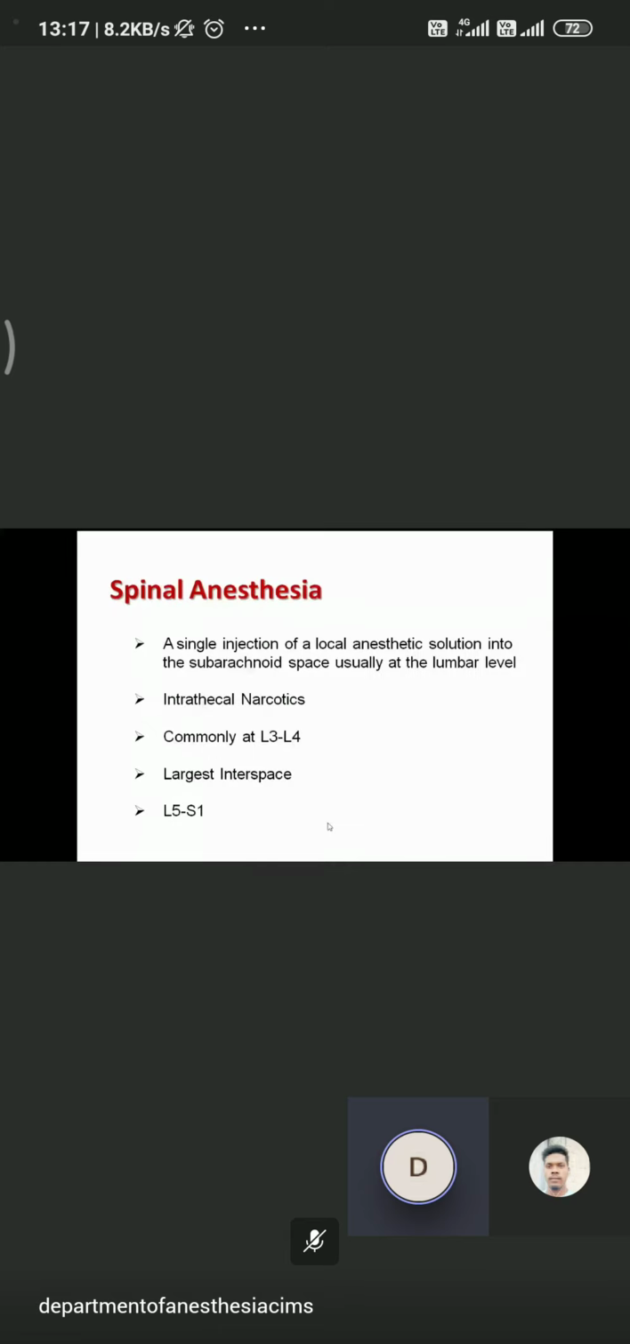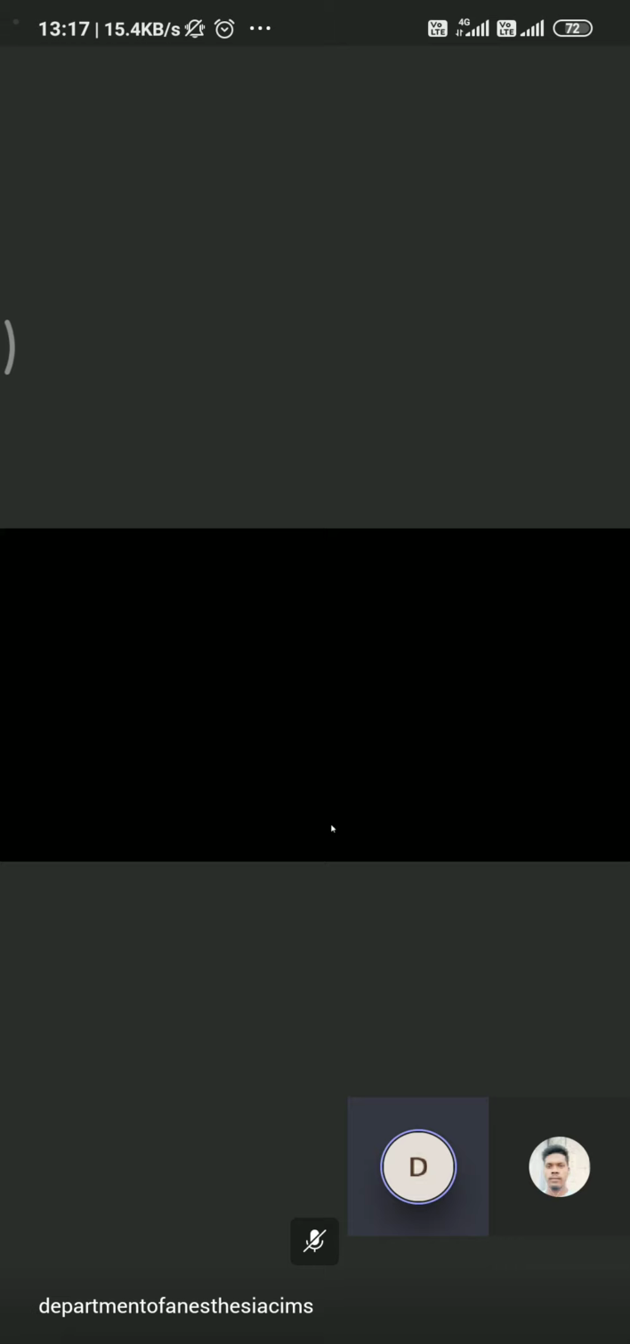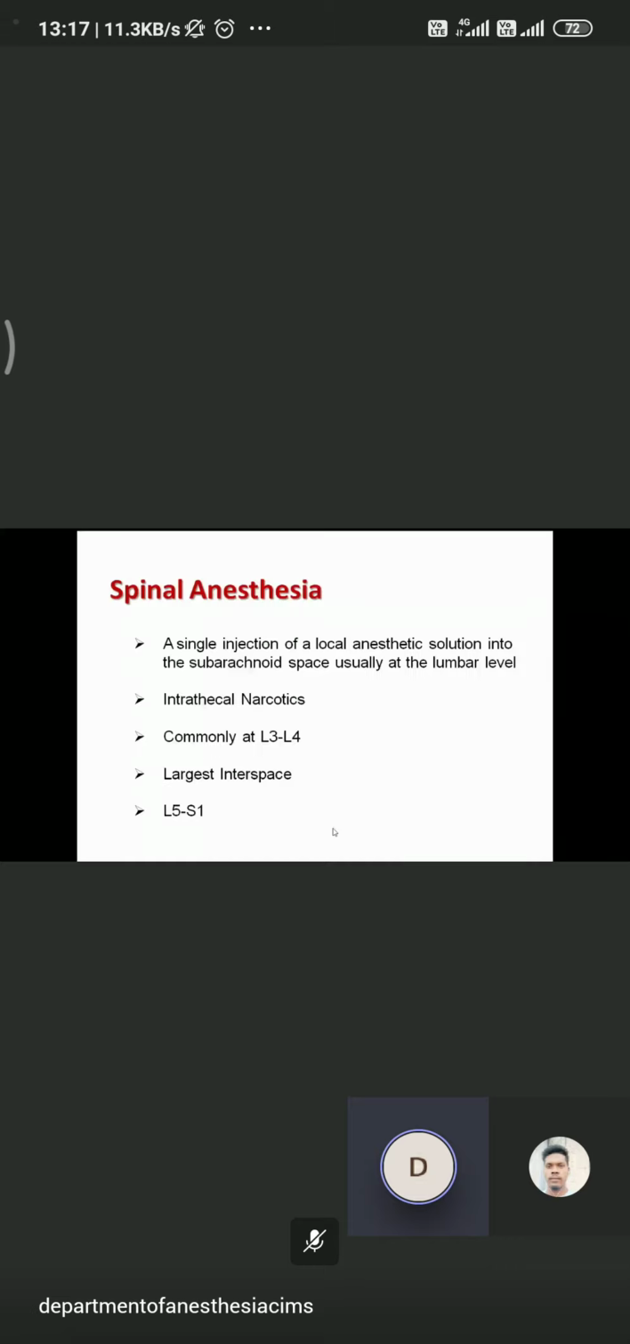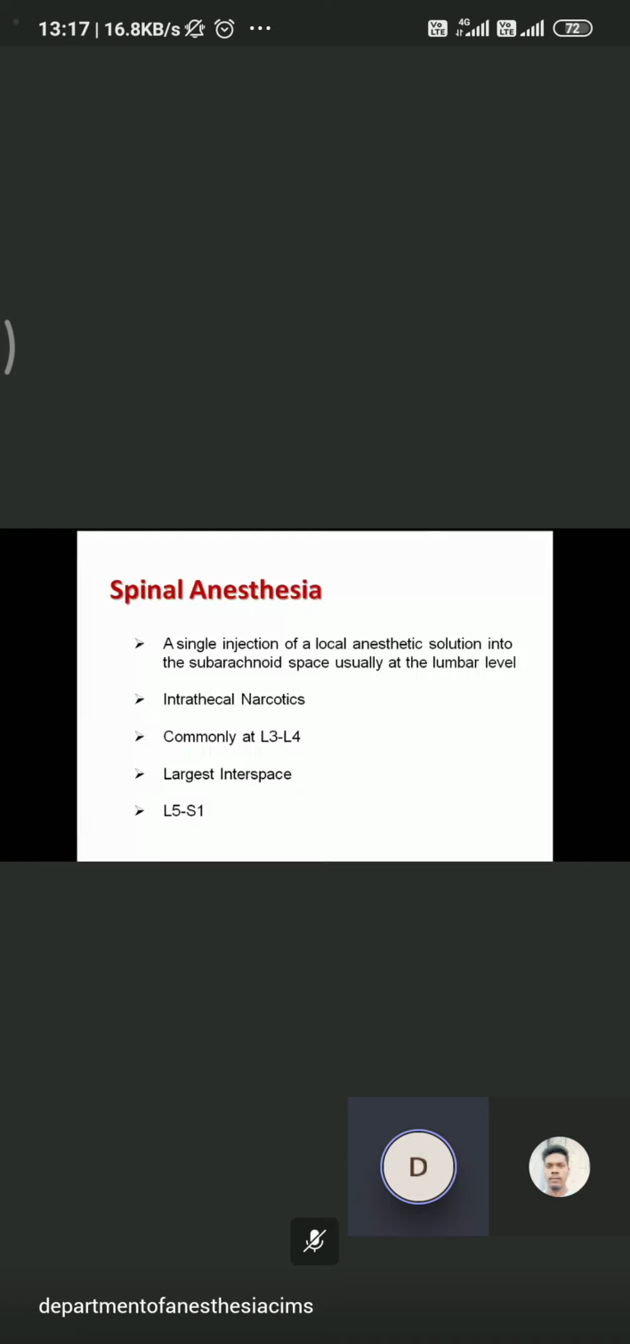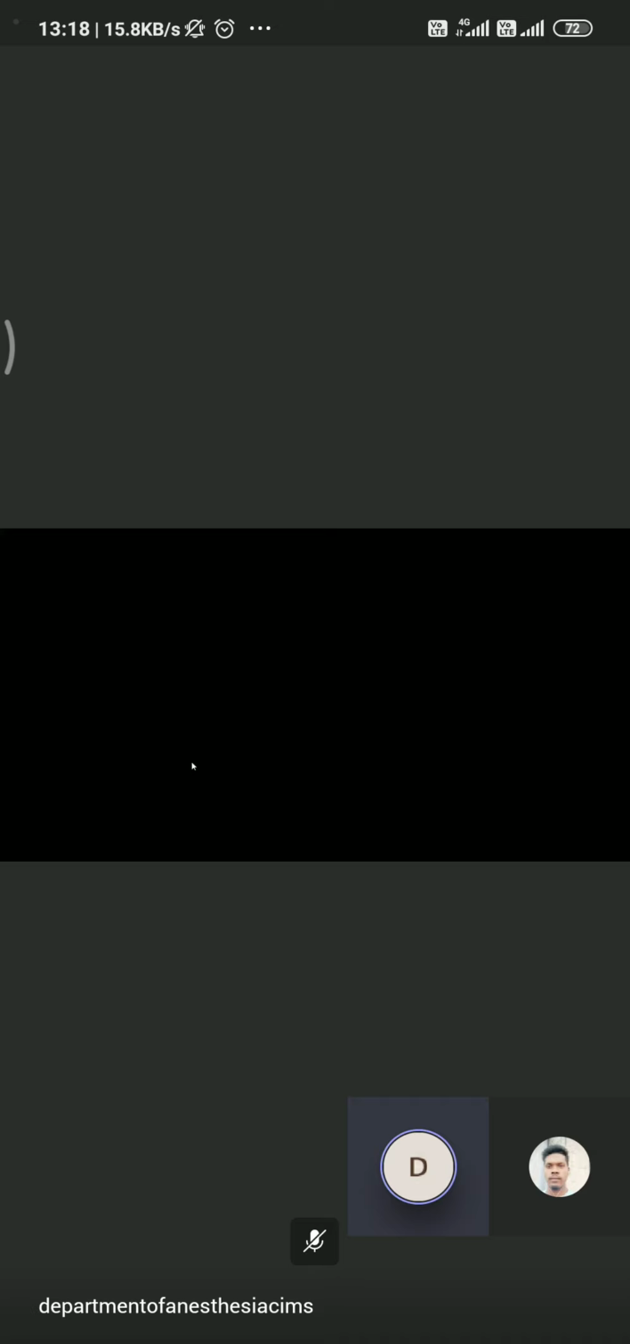So what happens in spinal anesthesia: a single injection of local anesthetic solution is given into the subarachnoid space, usually at the lumbar level. Intrathecal narcotics can also be used. The commonly used intervertebral space for spinal anesthesia is L3, L4, and the largest interspinous space is L5, S1.